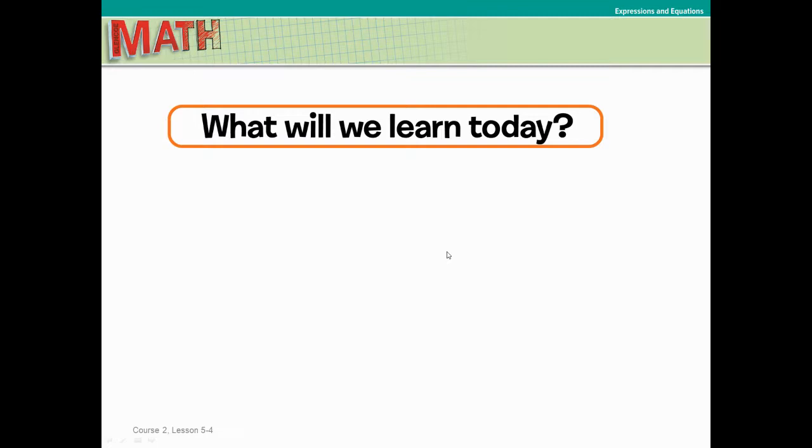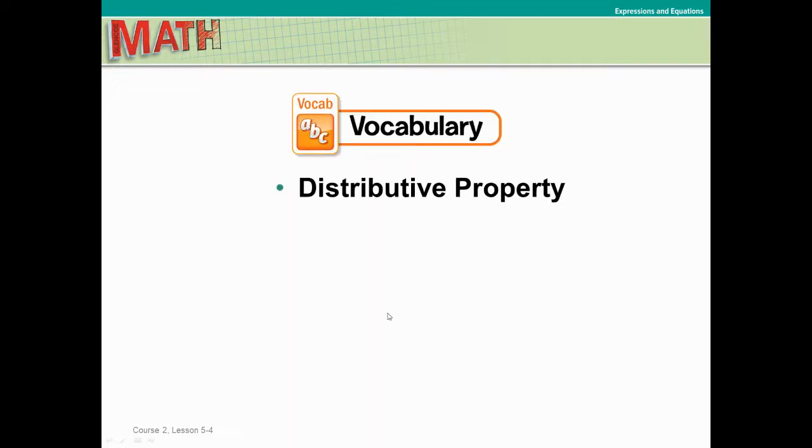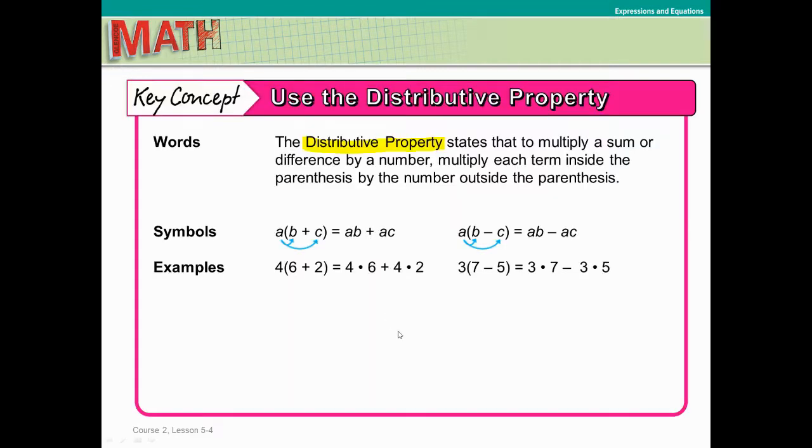Okay, now we're going to go on to using the distributive property to evaluate numerical and algebraic expressions. Distributive property, you should have had that probably back in 3rd, 4th grade when they're teaching the way they want you to do math now. I don't know if they called it distributive property back then, but here's what it looks like. Distributive property, that's the vocabulary word we need, states that to multiply a sum or a difference by a number, a sum or addition, or subtraction by a number, multiply each term inside the parentheses by the number outside the parentheses. Each term, that's really what's important here.